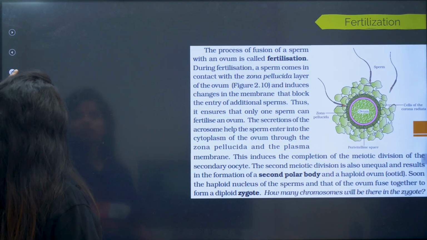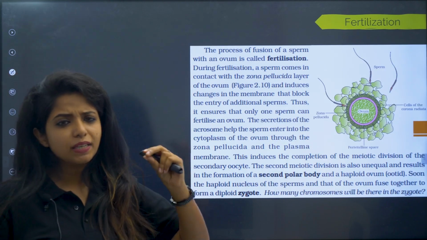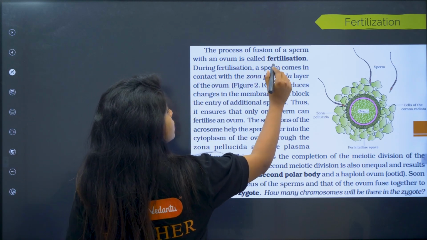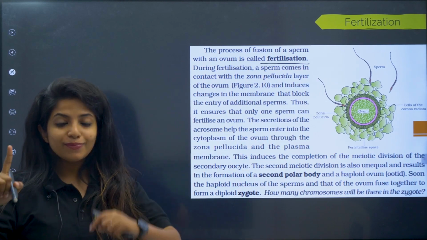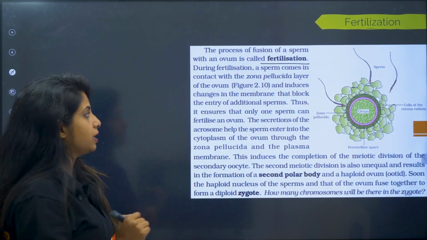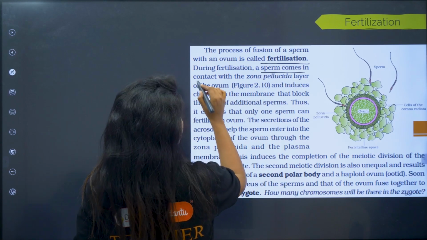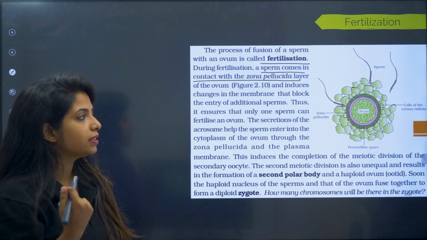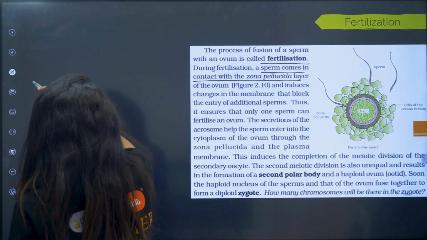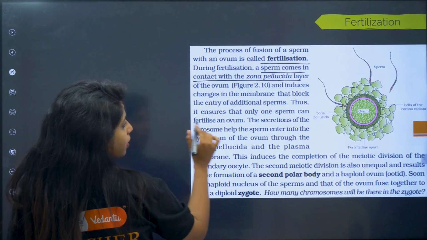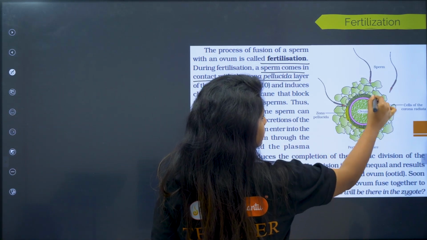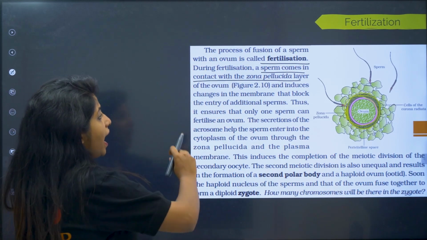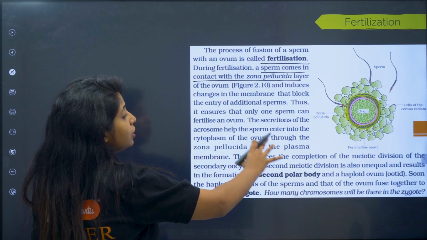Now comes the next paragraph. We'll read it once and see what all we understand, and then obviously we have to go ahead. So the process of fusion of sperm with an ovum is known as fertilization. What is it? Sperm, ovum, fusion is known as fertilization. During fertilization, a sperm comes in contact with the zona pellucida layer of the ovum. So that means the ovum has a layer, and what do you call this layer? You call this layer the zona pellucida. So over here also they have made up a layer, that is this thing that you see in yellow as of now. This particular layer is the zona pellucida layer, and induces changes in the membrane that block the entry of additional sperm.